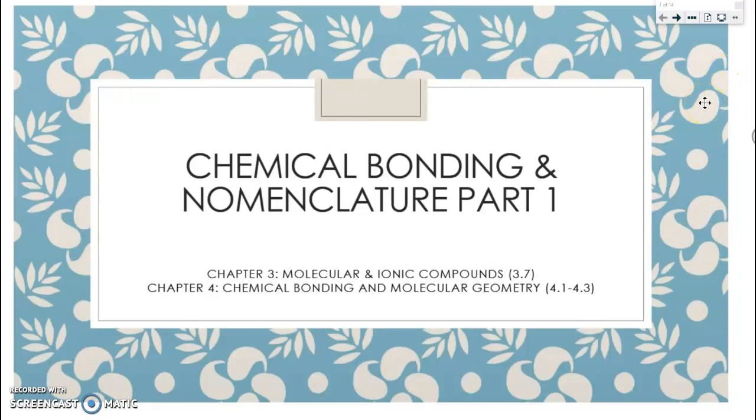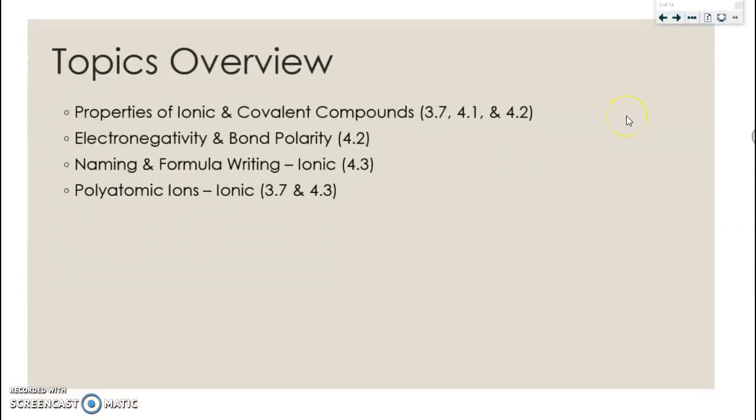This is the first video associated with the chemical bonding and nomenclature algorithm. In this video, we are going to cover properties of ionic and covalent compounds, electronegativity and bond polarity, naming and formula writing, as well as polyatomic ions.